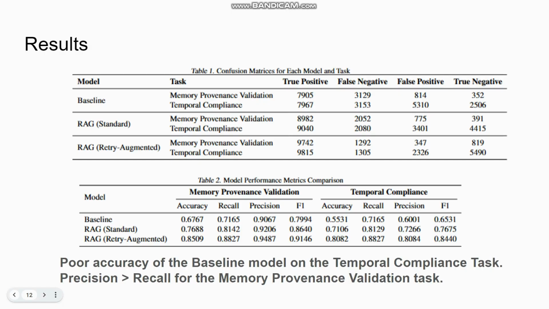For the memory provenance validation task, we see that precision is higher than recall. That's mainly due to class imbalance in the dataset. There are a lot more positive samples than negative ones, so the model tends to be more conservative in its predictions to ensure a higher overall accuracy.